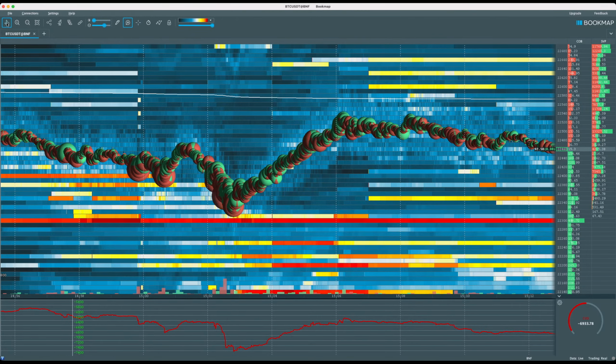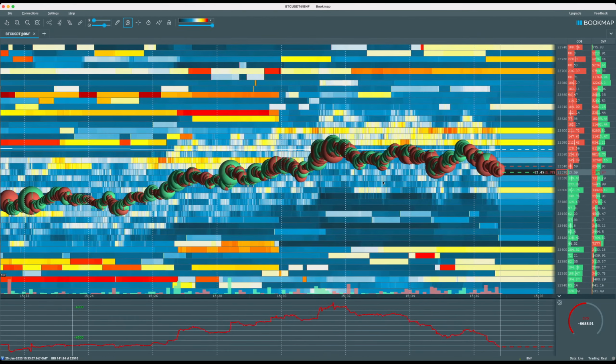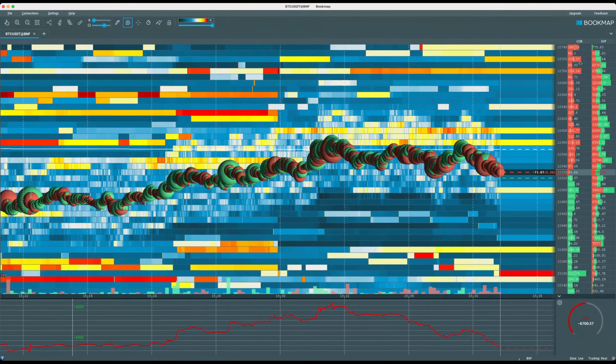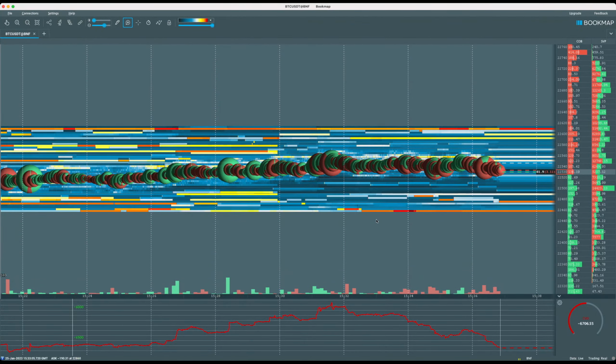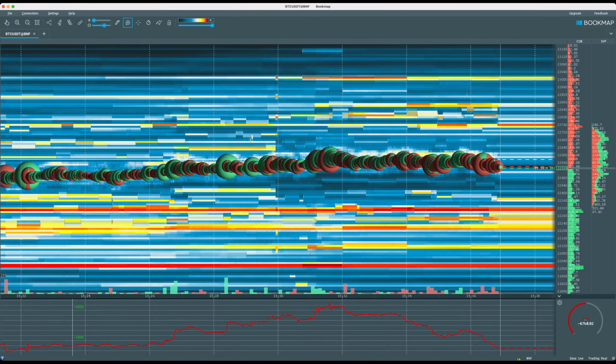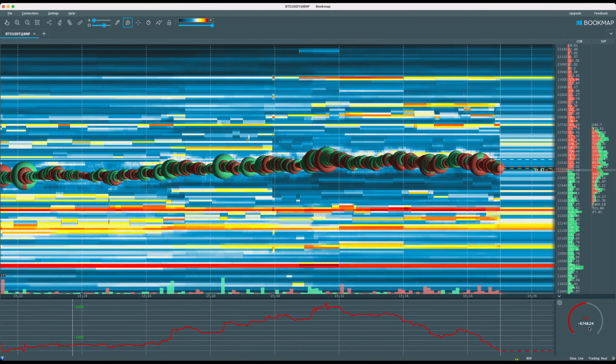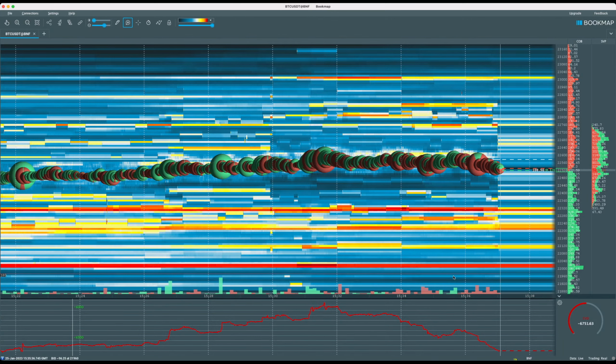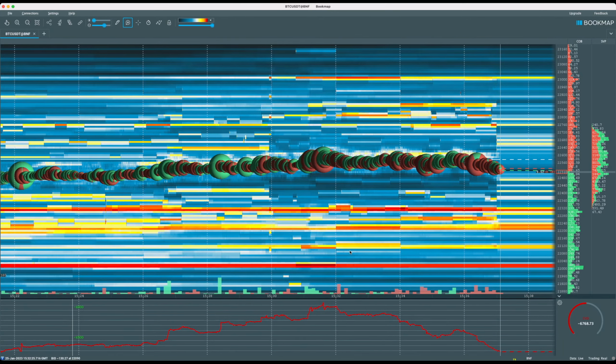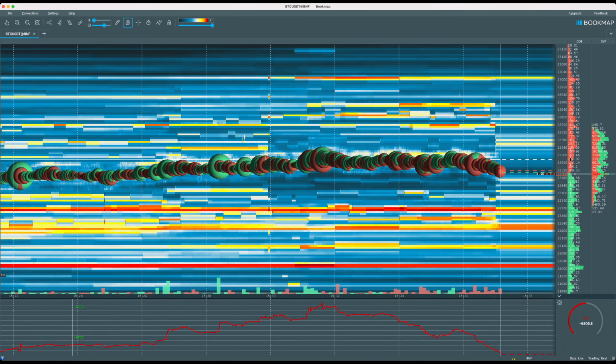Now, what we're looking at when you're looking at Bookmap, I like to zoom out a little bit. I like to have the CVD, because the CVD at a glance shows you the pressure. So we're getting more selling pressure into the market than buy pressure.